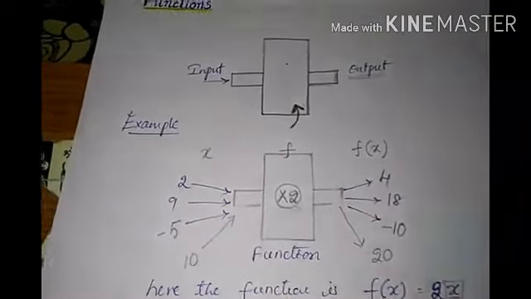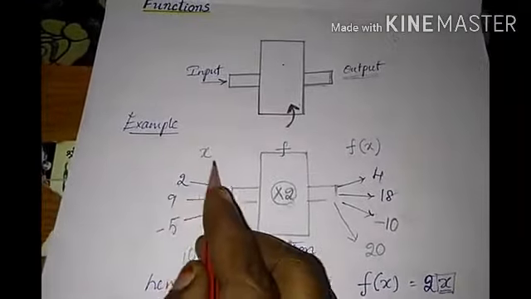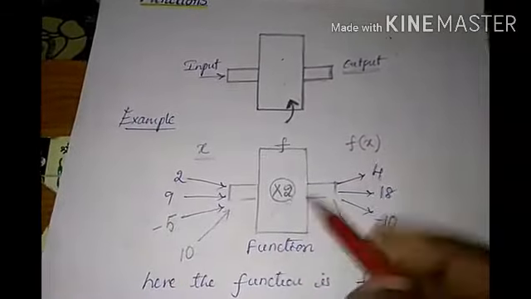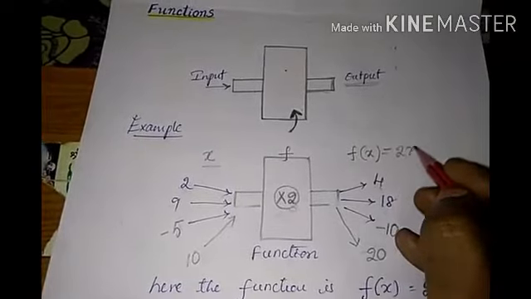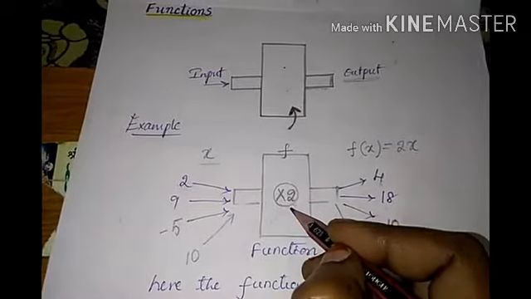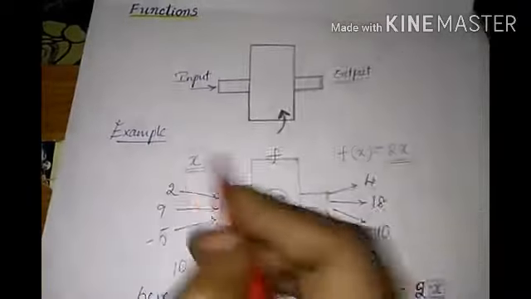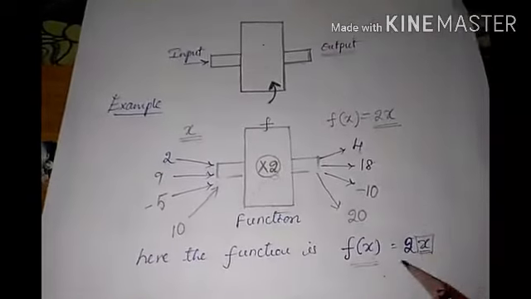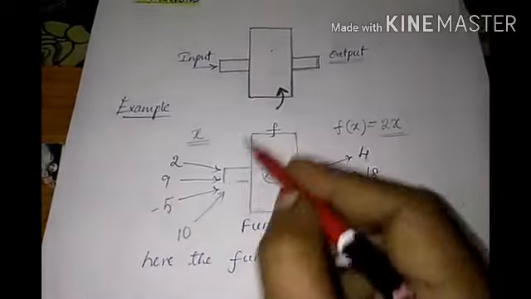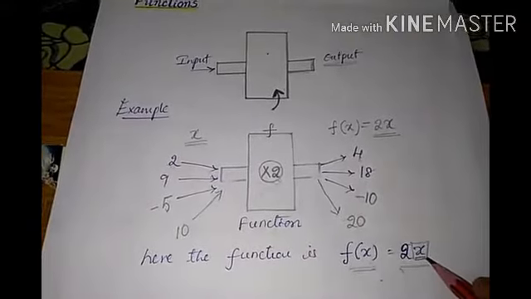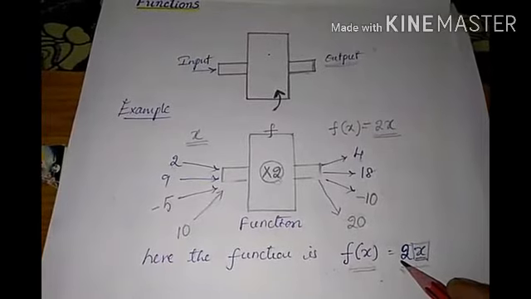In the same manner, if I give x as input, some operation takes place inside, it multiplies with 2 and gives output 2x. So the function here is 2x. The function occurring in this box is 2x, multiplying any input with 2.